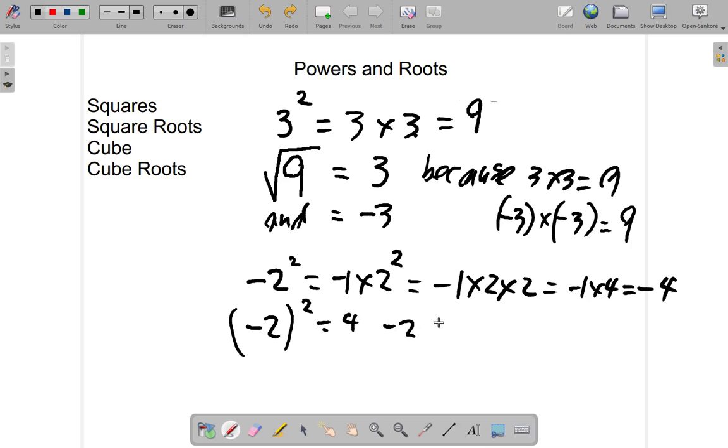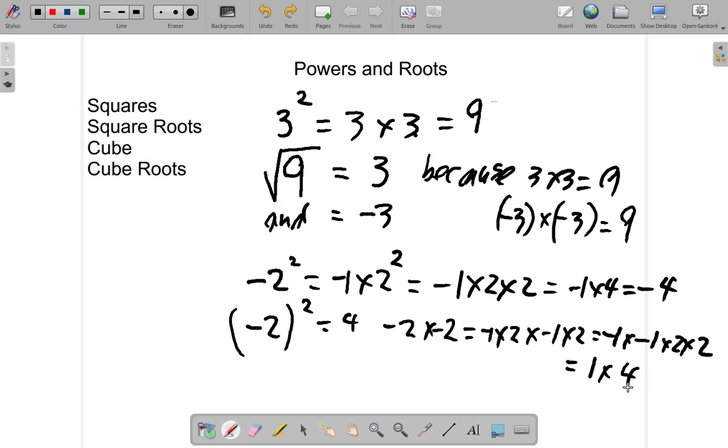Because it's negative 2 times negative 2, which is negative 1 by 2 by negative 1 by 2. So it's negative 1 by negative 1 by 2 by 2. That's what would happen in the calculator. Negative 1 by negative 1 is positive 1, times 2 2's is 4, 1 by 4 is 4. So you have to be careful about using the calculator and squaring a negative number.